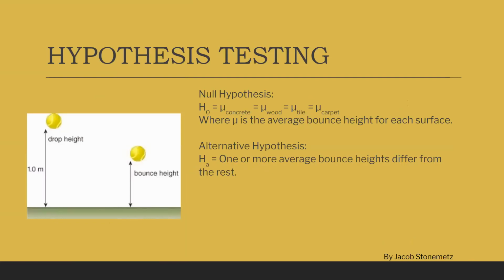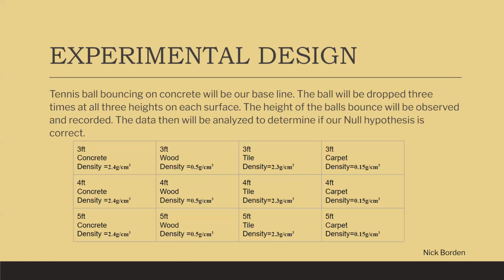Our null hypothesis for this experiment is that the average bounce height for each surface will be approximately the same. Alternatively, if the average bounce height is different, then we will claim that there is an effect on bounce height resulting from the surface.